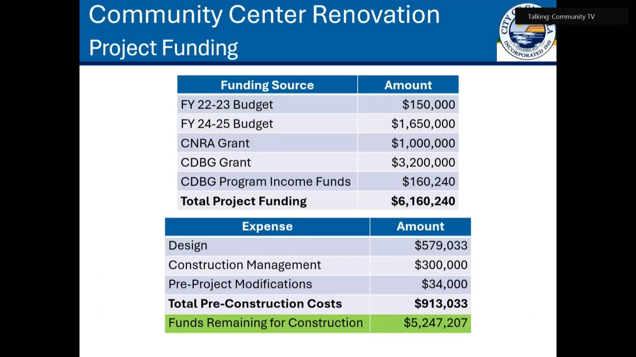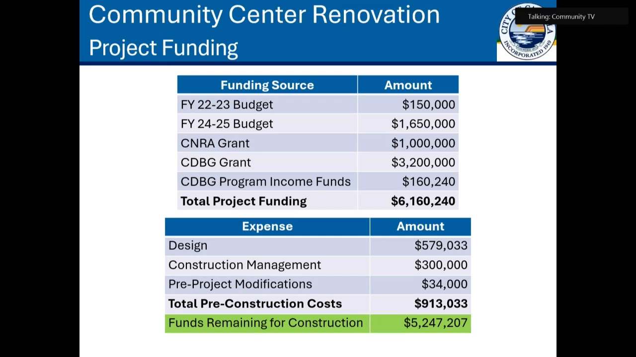So the funding for this project comes from multiple sources. There was quite a bit of money from the general fund appropriated in 22-23 and in 24-25, the grant supported by Assemblymember Addis, the CDBG grant, and then the funds you just approved in the last item, for about a $6.2 million budget.